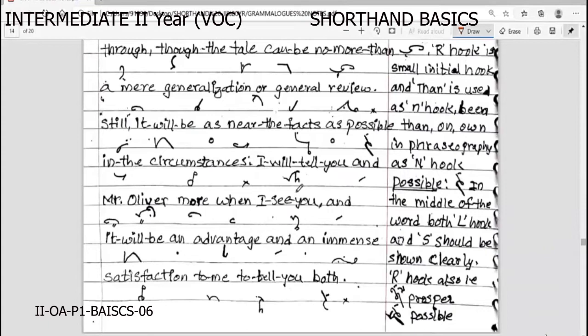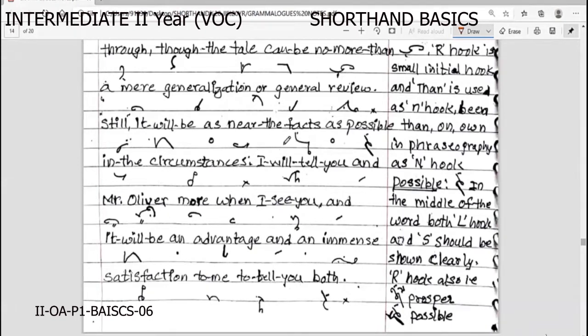Revisionary exercise B continuation. Okay. Still, so it is an ST loop to L. ST loop to E and L, still. It will be. T on the line is it, and will is written by L and B. It will be as circles above the line. Near the. Near is near on the line and tick the. The is written just opposite direction. Tick to whichever stroke it is joined.